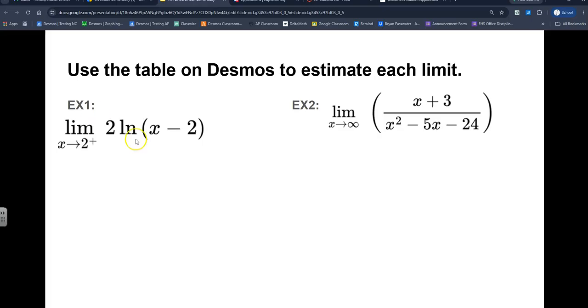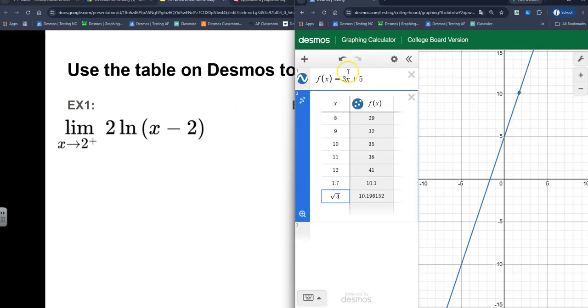Okay, so limits with tables. Let's say that you've got 2 natural log of x minus 2, and we're looking for the limit as x approaches 2 from the right. And we do not know how to do this algebraically. In fact, we're really not going to learn how to do it algebraically on this type of problem. And we don't have necessarily a graph, although if we're using Desmos, it will graph it for us. But I want to focus mainly on the table.